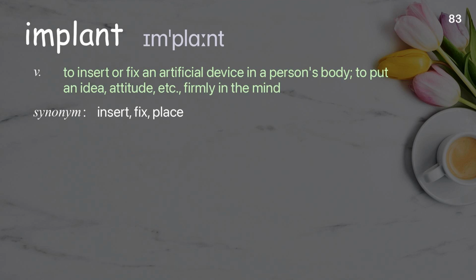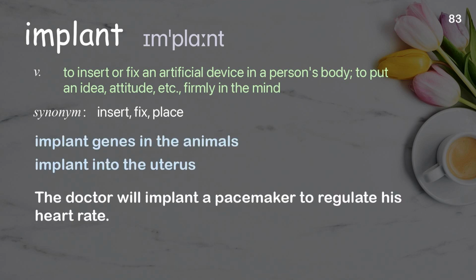Implant. To insert or fix an artificial device in a person's body, to put an idea, attitude, etc., firmly in the mind. Examples: Implant genes in the animals. Implant into the uterus. The doctor will implant a pacemaker to regulate his heart rate.